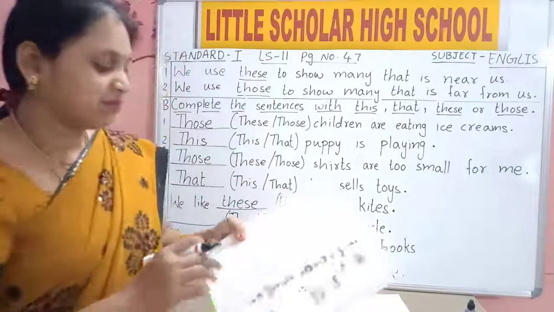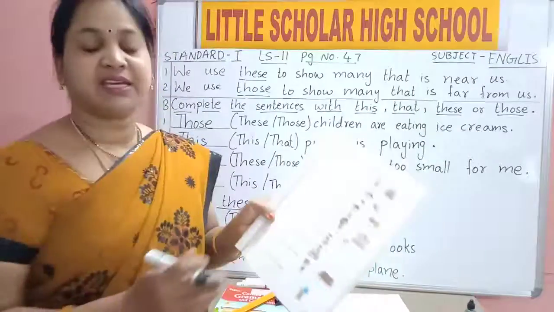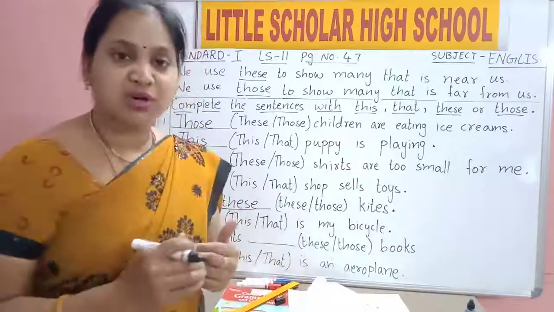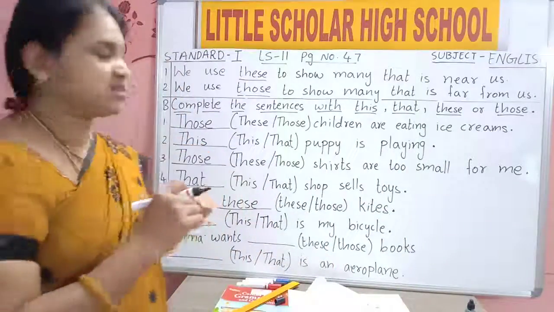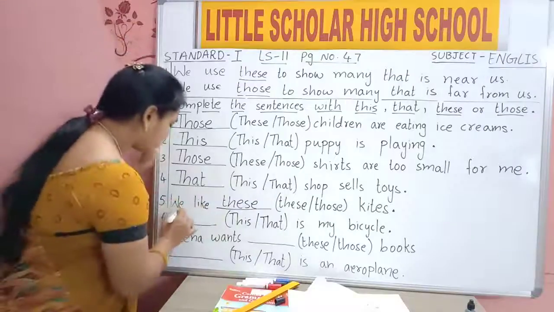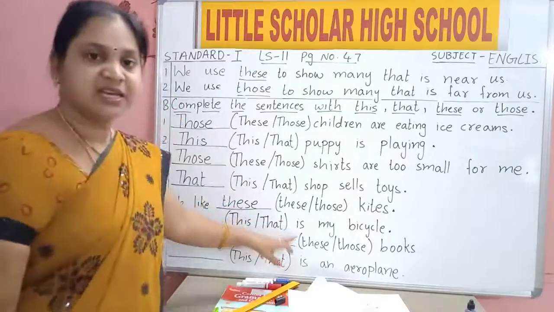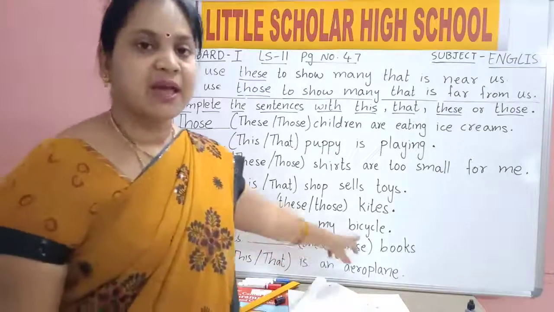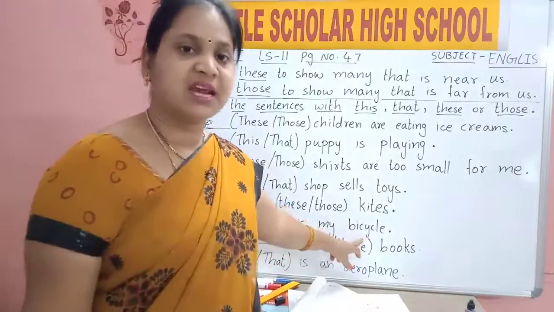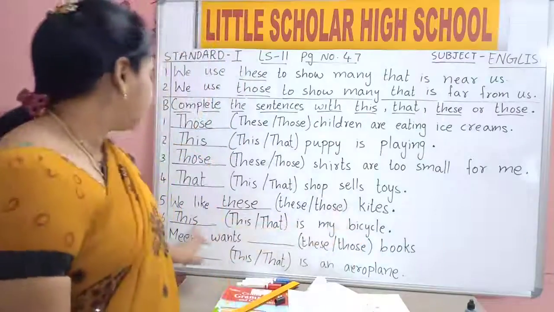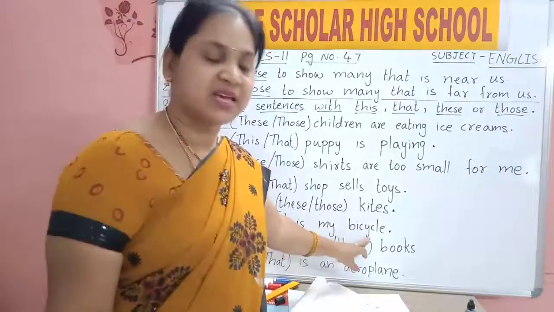Next. Dash is my bicycle. He is sitting on the bicycle. So what will he say? This is my bicycle. T-H-I-S, this. I-S, is. M-Y, my. B-I-C-Y-C-L-E, bicycle. This is my bicycle.